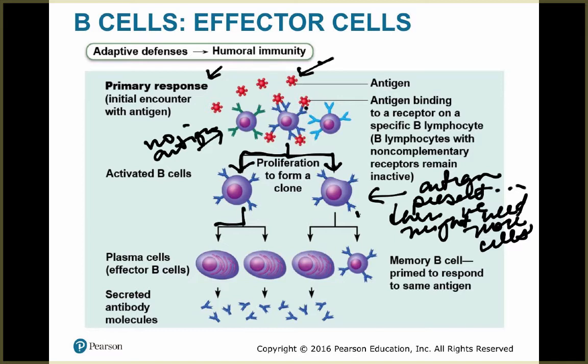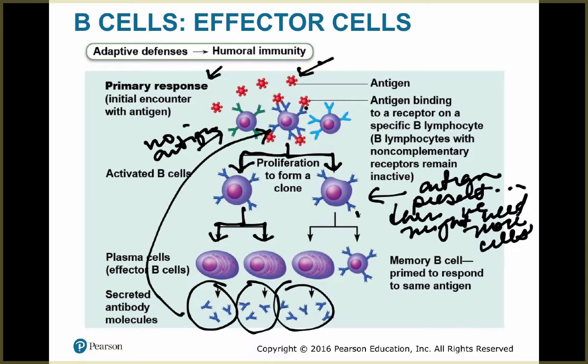And so then they are going to create plasma cells, and these are effector B cells. Basically, what these are going to do is secrete the antibodies so that the antibodies can help with recognizing these antigens or these foreigners. Now, one of these will be a memory cell, and those will help to prime for a response to the same antigen later.